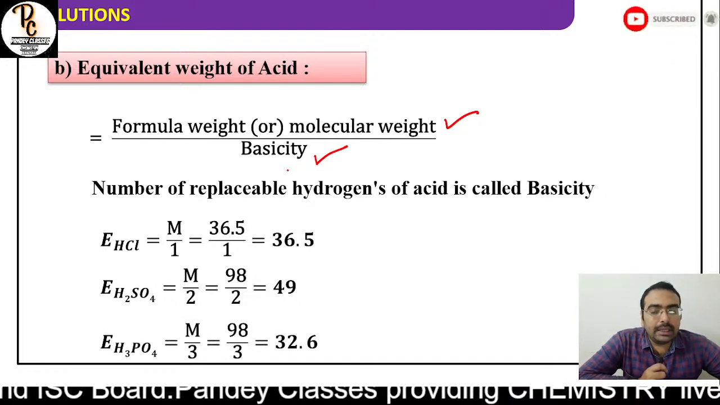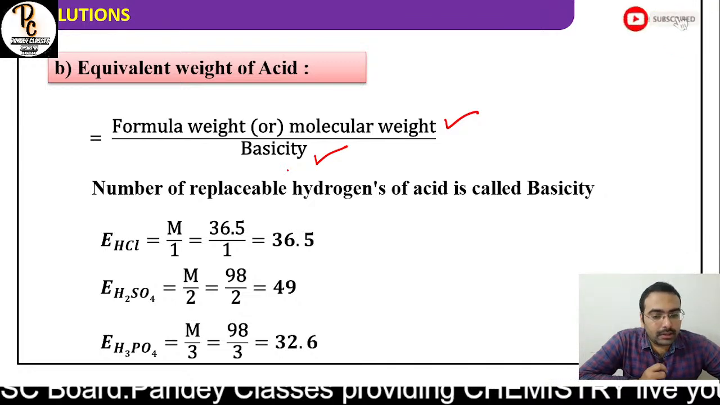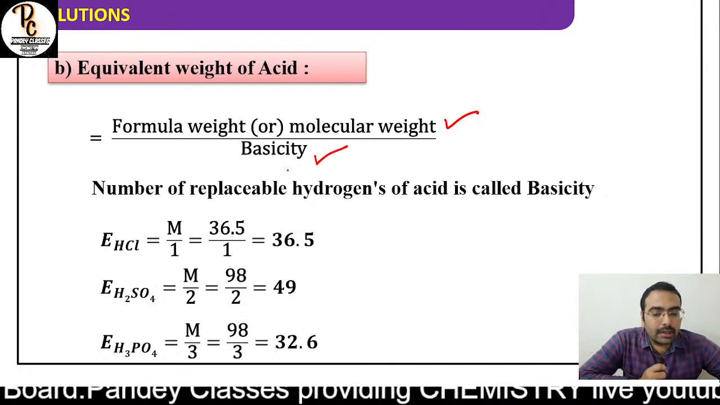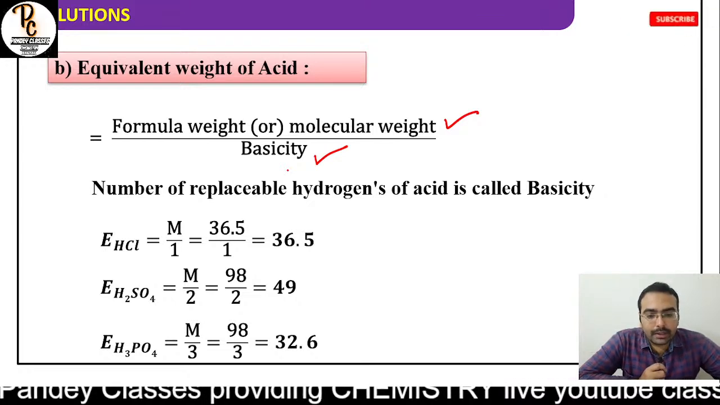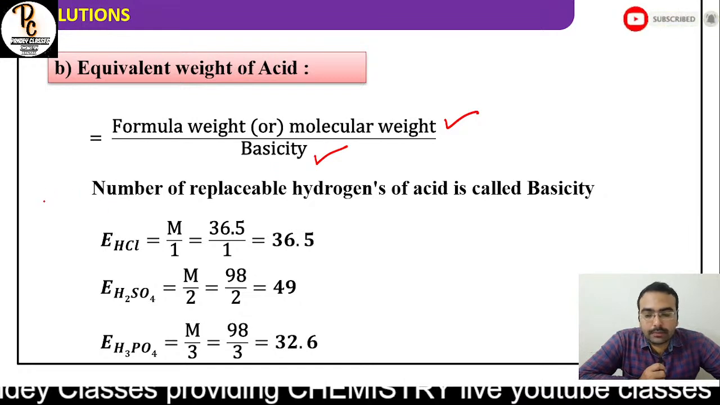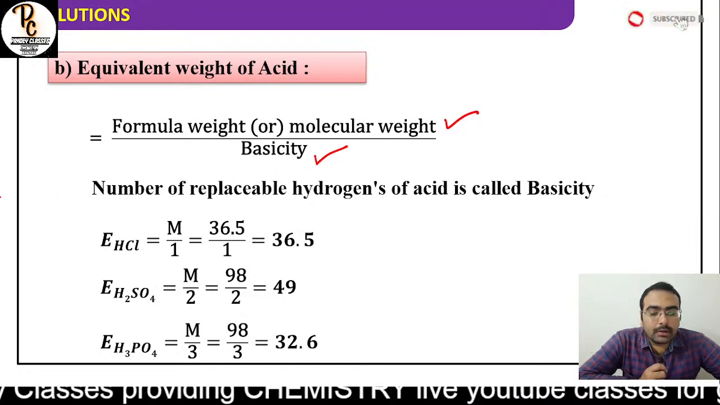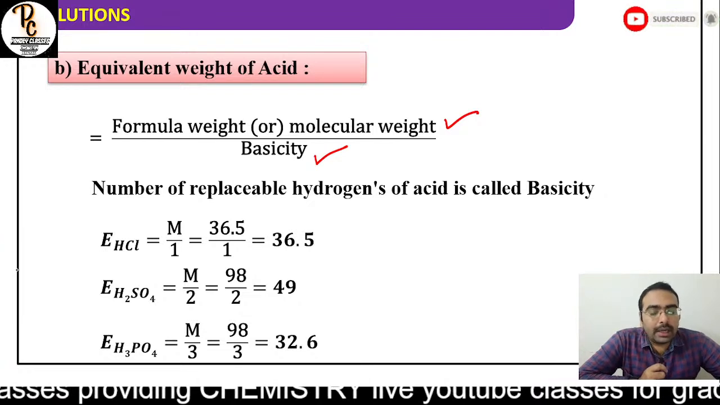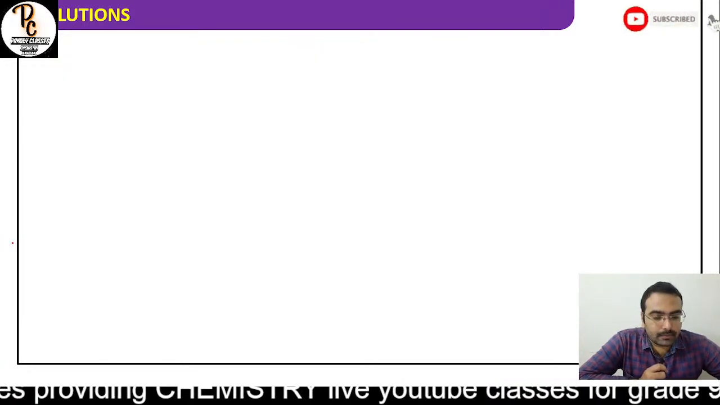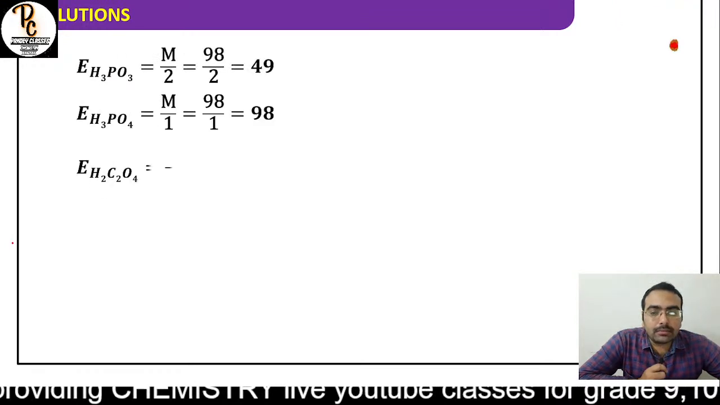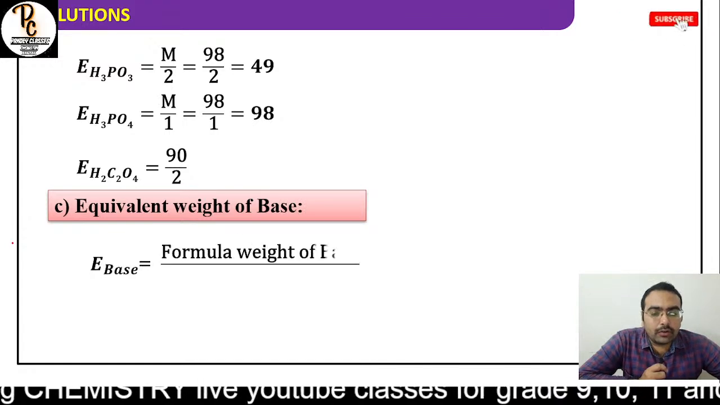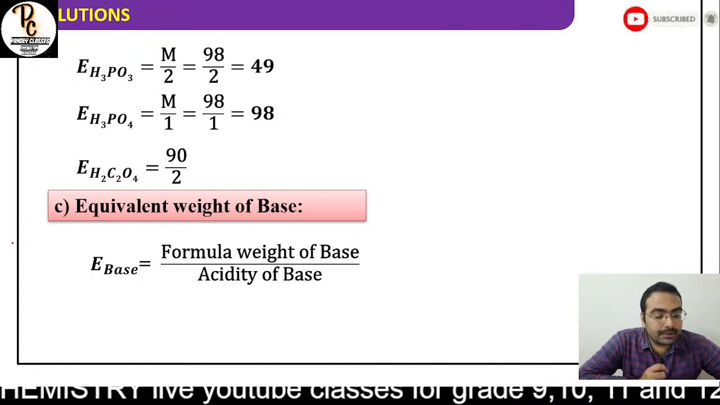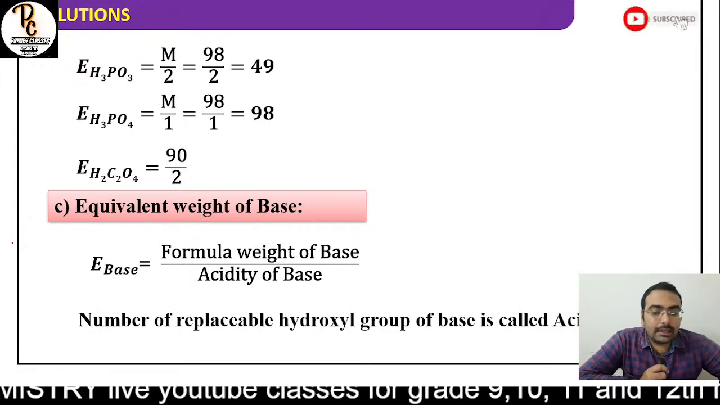Then we have H3PO3. Here again we have to calculate equivalent weight, and here number of replaceable H is 3. So accordingly we divide the molecular weight by number of replaceable H, or by the basicity. After this, equivalent weight of bases. In case of bases, we use the analogous term, number of replaceable hydroxyl groups.